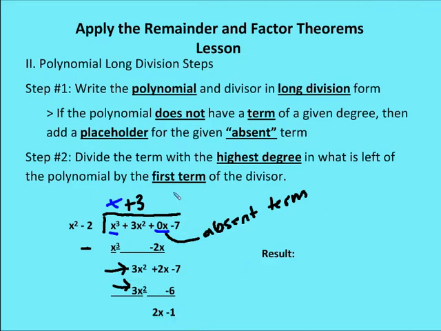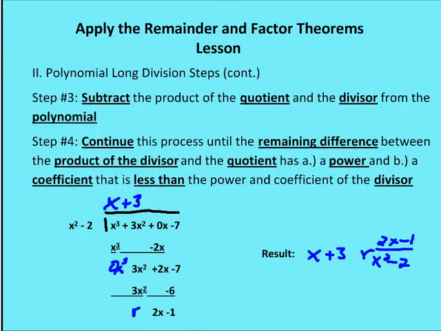So my quotient is going to end up being x plus 3. My divisor was x squared minus 2. And my remainder is going to be 2x minus 1. And we'll talk about remainders in just a second.